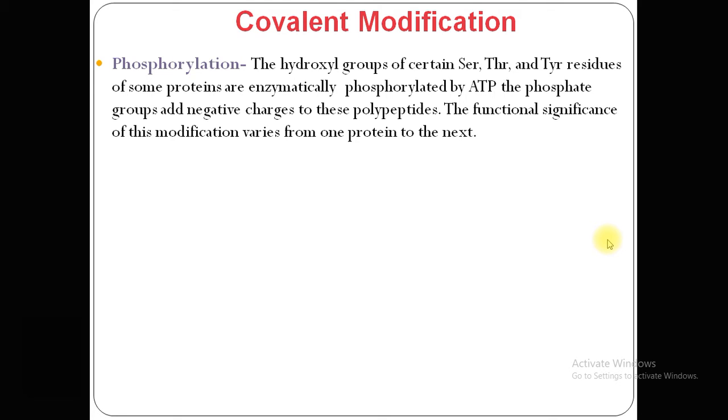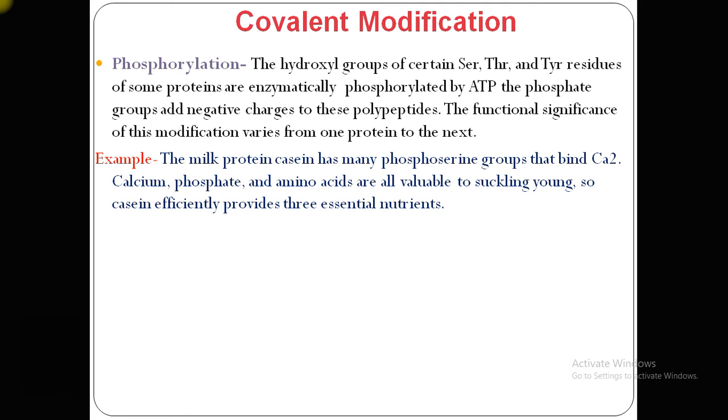Covalent modification occurs in post-translational modification. Example, phosphorylation. As the name suggests, the addition of a phosphate group makes changes in a protein. The hydroxyl group of certain serine, threonine, and tyrosine residues of some proteins is enzymatically phosphorylated by ATP and a phosphate group, which adds negative charge to these polypeptides. And the functional significance of these modifications varies from one protein to the next.